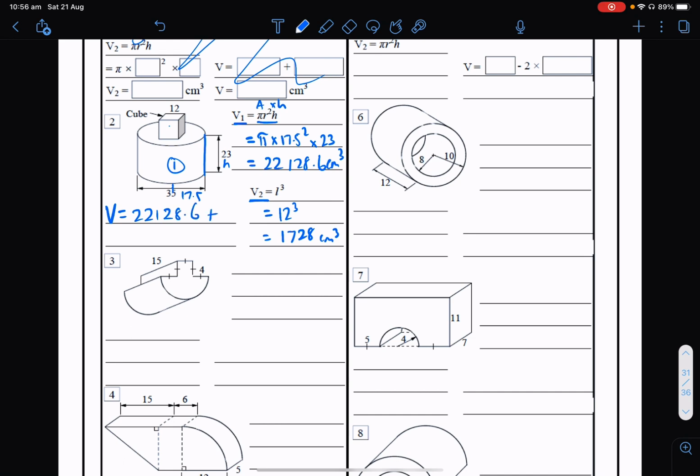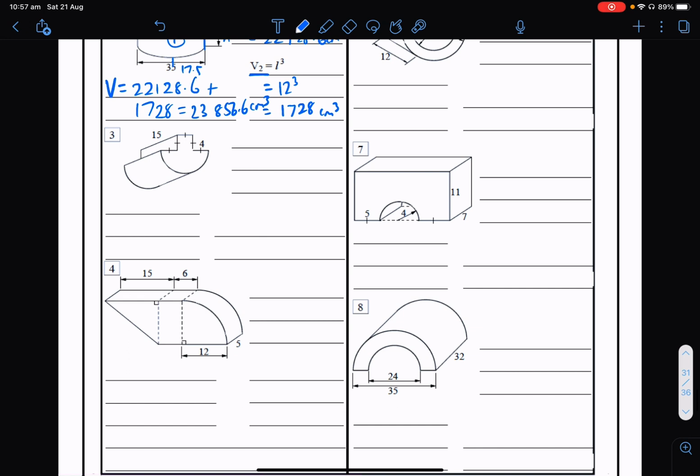So the total volume, we'll be adding those together, 22128.6 plus 1728, which will give us 23856.6 centimeters cubed.